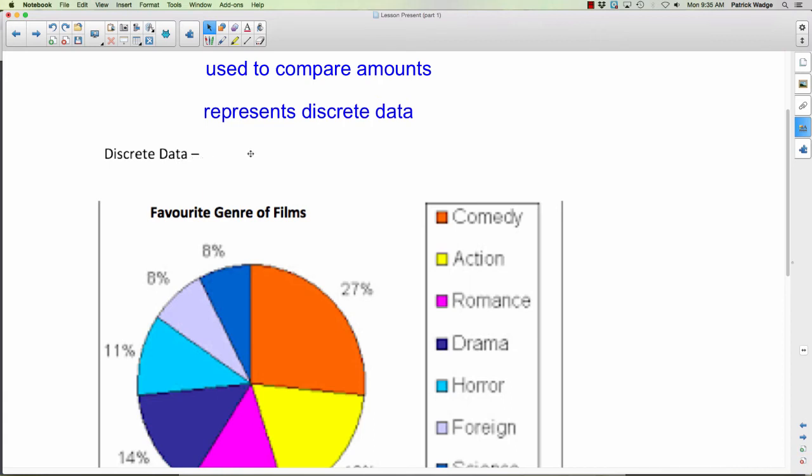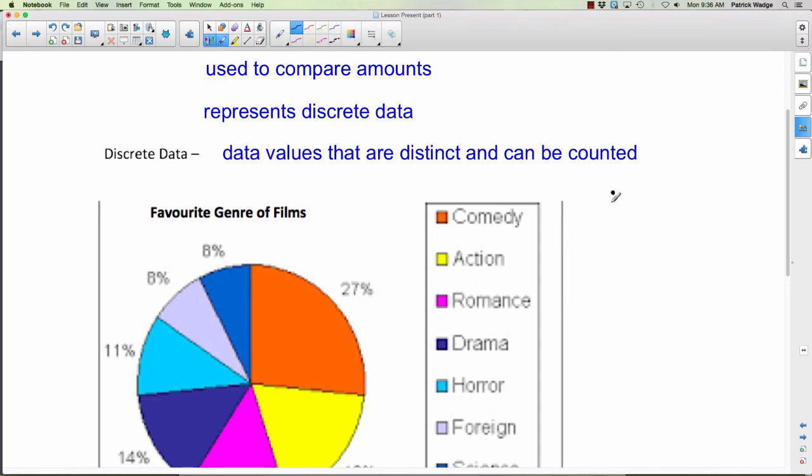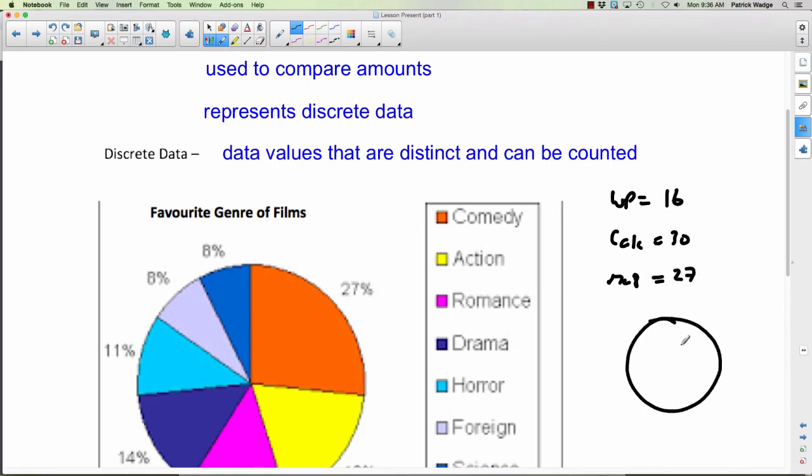Discrete data is data values that are distinct and can be counted. So remember, you don't measure these things, you just count them. If I was talking about the number of kids in each class at King George Secondary School, I would just count them, right? And I'd say workplace has 16 kids, and calculus has 30 kids, and math 8, Mr. Wadge's Math 8 class, there's 27 kids, etc., etc. And then on our pie graph, workplace would be a small piece of the pie because there's only 16, and then this one would be bigger because there's 30, and etc., etc., right?